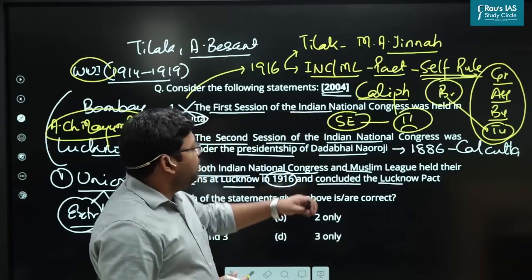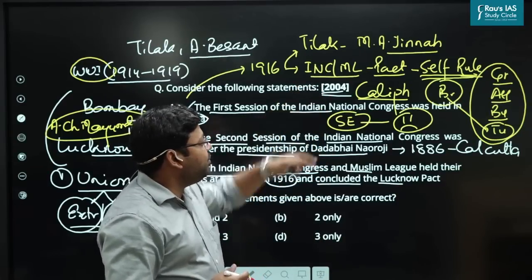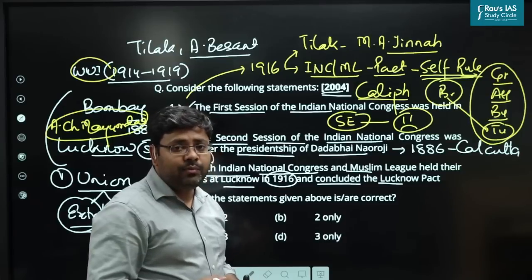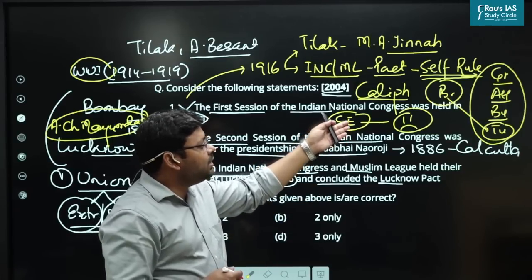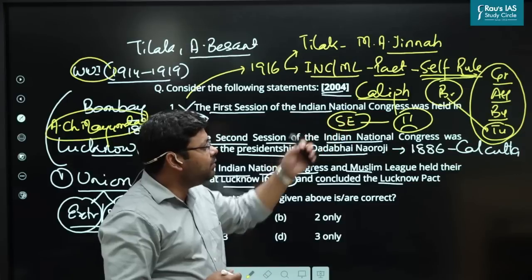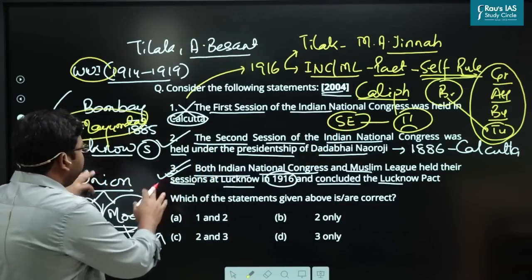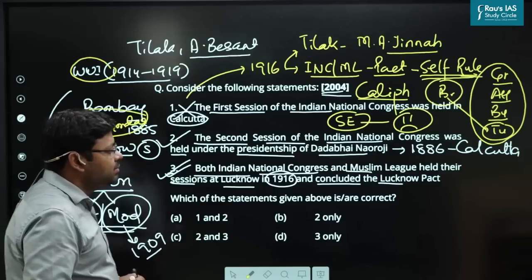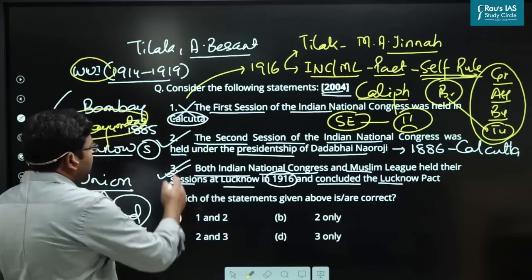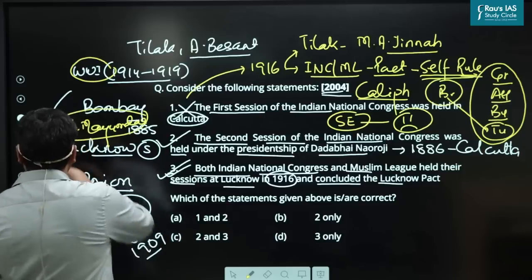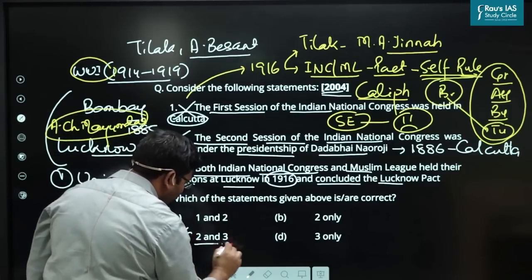Now, in the short run, there was a benefit when this Congress League Pact was there, but in the longer run, it proved to be very problematic, because this gave legitimacy to the communal demand of Muslim League of separate electorate. So the Lucknow session was known for two big things: the union between the extremists and the moderates, and the Congress League Pact. So the second and the third statements are correct, and here the answer would be C, 2 and 3.